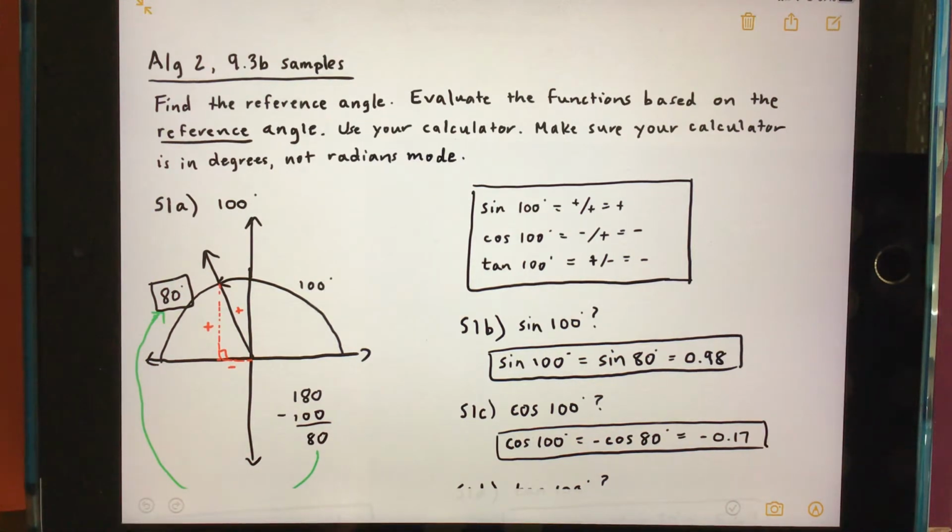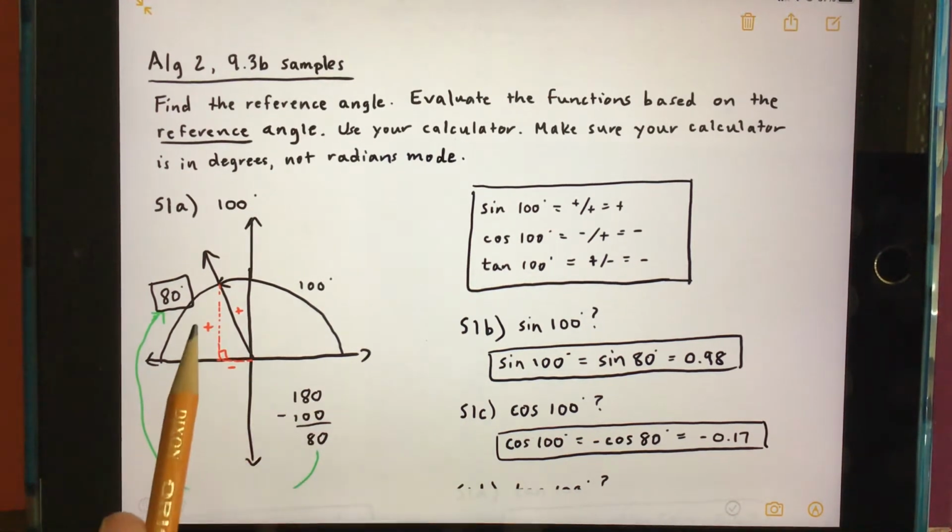All right, so for our one and only sample here, sample 1, part A, we're asked to find the reference angle for 100 degrees. So step number 1, draw 100 degrees in standard position. And that's what we're doing here. We're opening up an angle, going past 90 degrees, and showing that the 100-degree angle will fall someplace in quadrant 2. Then our next step is to figure out the reference angle.